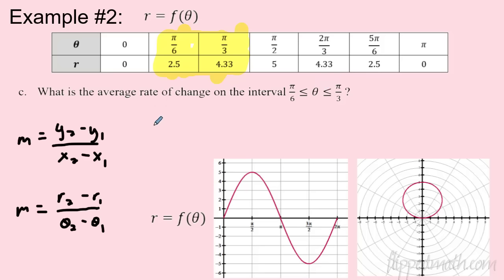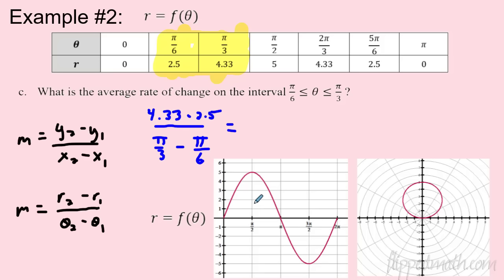I usually put the second one as R2. So I'm going to say what? On bottom is going to be my angle, so I'm going to say pi over 3. And then who's pi over 3's friend? Pi over 3's friend is 4.33. So that's my R2 and my theta 2. And then theta 1 is pi over 6, so I'm going to put this angle in. What does it make? Pi over 6 makes 2.5. Excellent. And I'm good to go there.